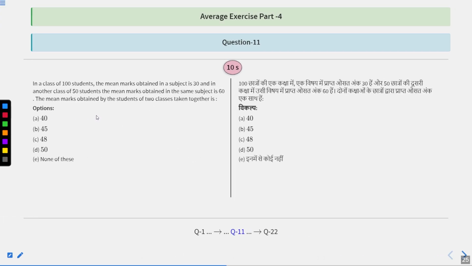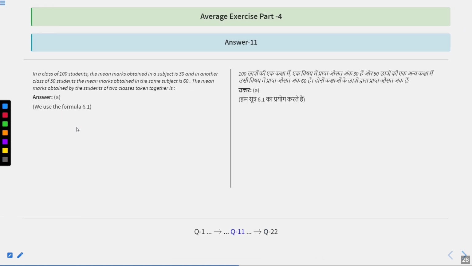Next one. In a class of 100 students, the mean mark obtained in a subject is 30. And in another class of 50 students, the mean mark obtained in the same subject is 60. Find the mean mark obtained by the students of the 2 classes taken together. You have 5 options and 10 seconds to analyze the question. Your time starts now. Now time's up. Let's see the solution.